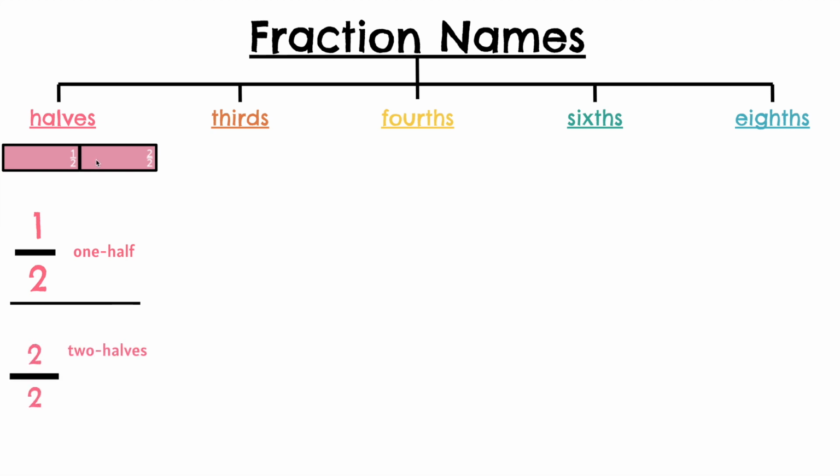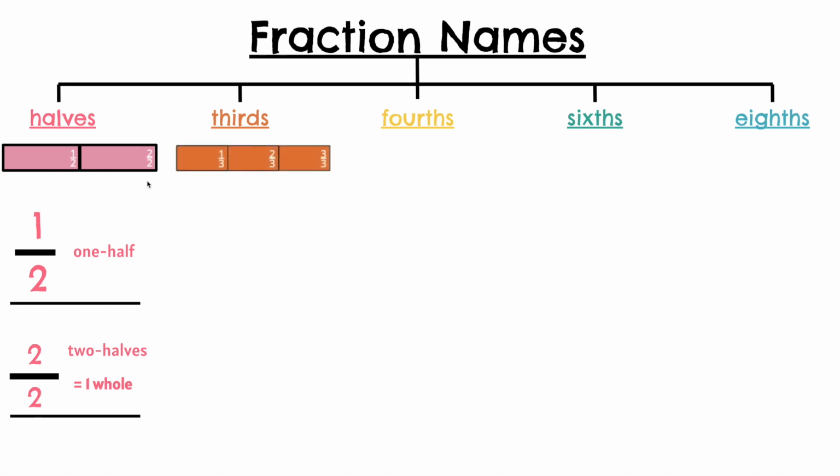And if we have 2 halves of a whole that only has 2 equal parts, then we actually have 1 whole. So 2 halves gives us 1 whole. So we know that a half plus another half gives us 1 whole. Now we have both parts.